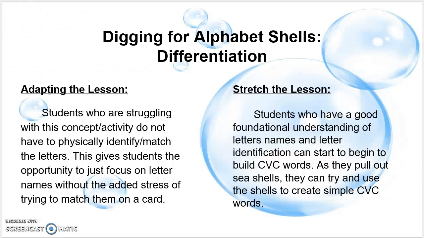Students who have a good foundational understanding of letter names and letter identification can try to create their name using the shells or to build CVC words, as previously stated. As they pull out seashells, they can try to use the shells to create simple CVC words by lining the shells up on their desk in a straight line. This stretch activity starts to help students understand blending and segmenting sounds.